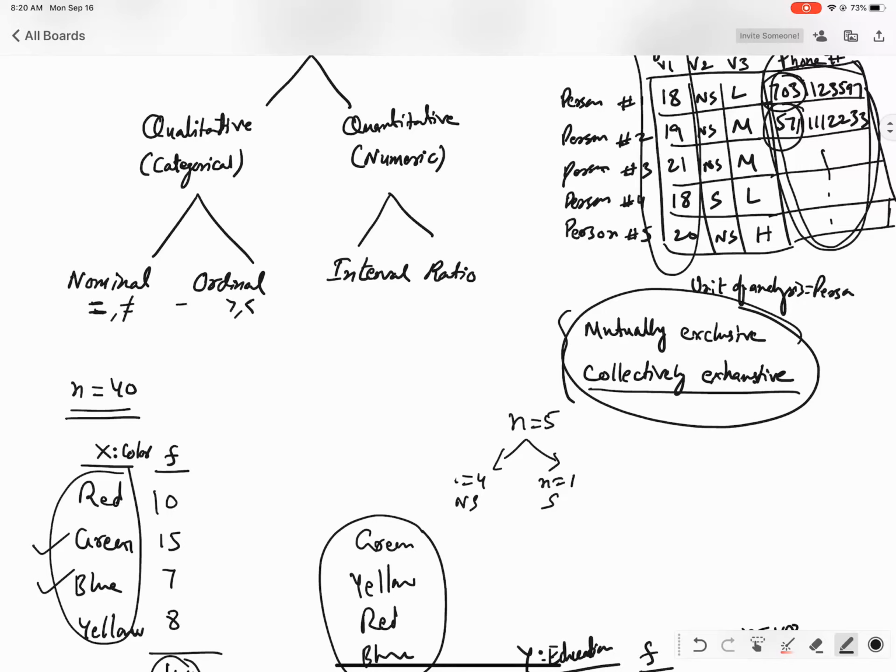For ordinal variables, in addition to everything that we could do with nominal variables, we can also perform comparisons. We can compare values of an ordinal variable with each other in terms of magnitude. With an interval variable, all of these previous operations are available to us, but now we can also do addition and subtraction.